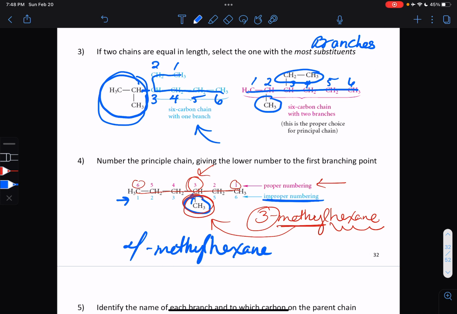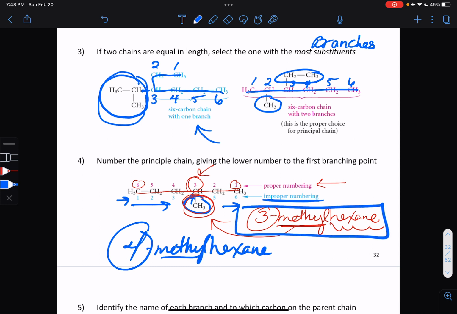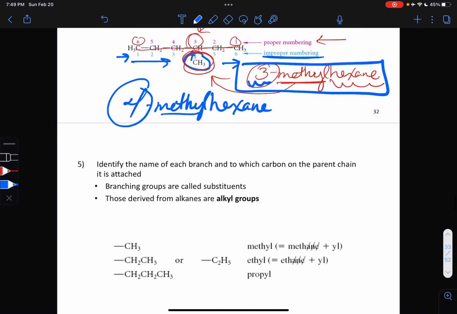But if we number left to right, the methyl will be on carbon number 4. So IUPAC says this right here is the correct name because you want the lowest number possible for your branch or branches. Alrighty, friends, moving on.